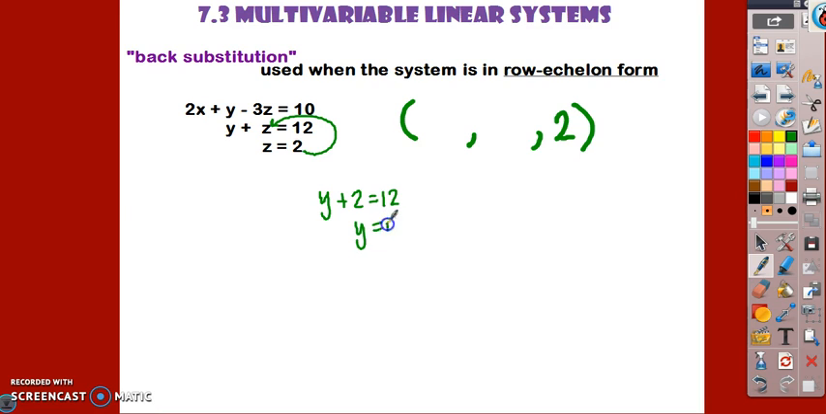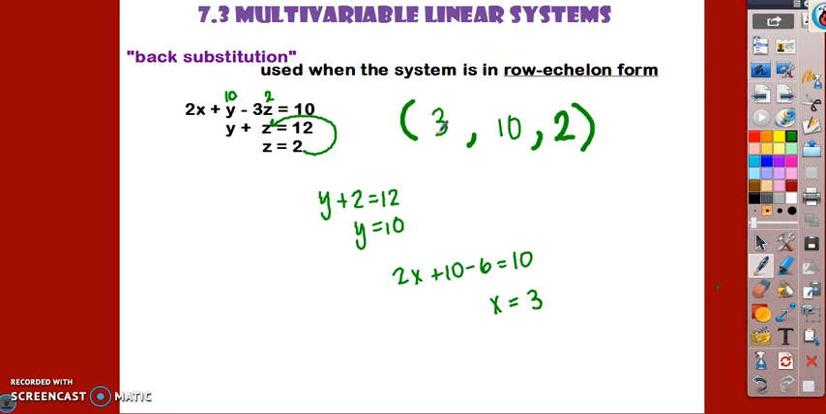All right. So now we know z and y, and so then we can go back and plug those up in here. 10, 2, so we'd have 2x plus 10 minus 6 equals 10. Did I mess that up? I think that's right. All right, that's called back substitution.